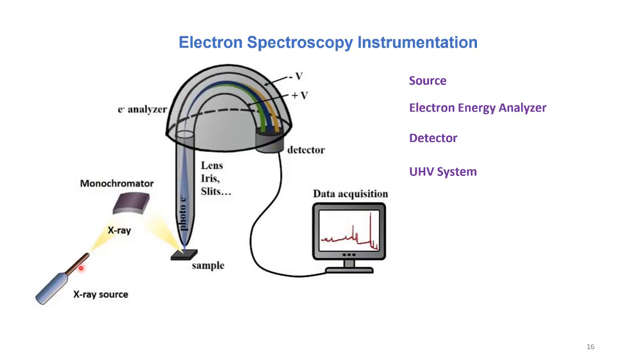So the X-rays are falling. From the X-ray source, we filter out the irrelevant part and only keep the X-ray of a particular wavelength, and it falls on the sample and the photoelectron is knocked out, and then it is detected with the detector. This is focused with a lens, and there are slits and other components, and it is all enclosed in ultra high vacuum conditions, and then we acquire the data in a form like this.